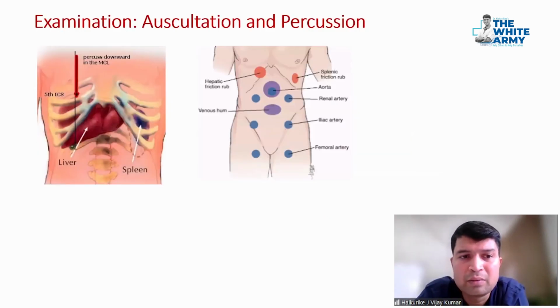In auscultation and percussion, it is very important to percuss down the midclavicular line and note down the dullness of the liver span. The liver span in Indians is a little less, around 9 to 12 centimeters, about 2 centimeters less than the Western data. And for auscultation, you have to know where to hear for the hepatic friction rub, splenic friction rub, and other venous hums.